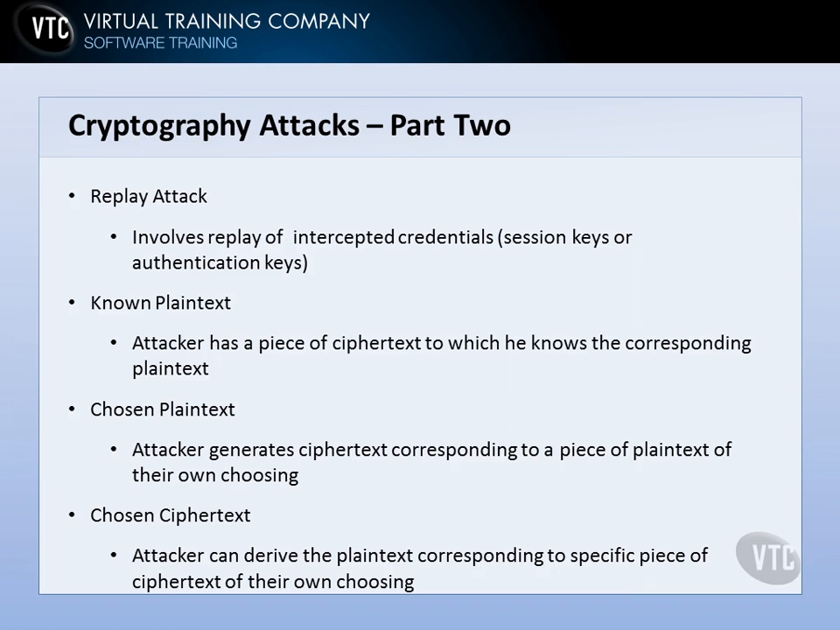So there are several of these attacks, and usually I'll tell you they're pretty much automated attacks using more advanced tools. You typically don't sit down with a piece of paper and pencil and do this. So those are some more advanced cryptography attacks.